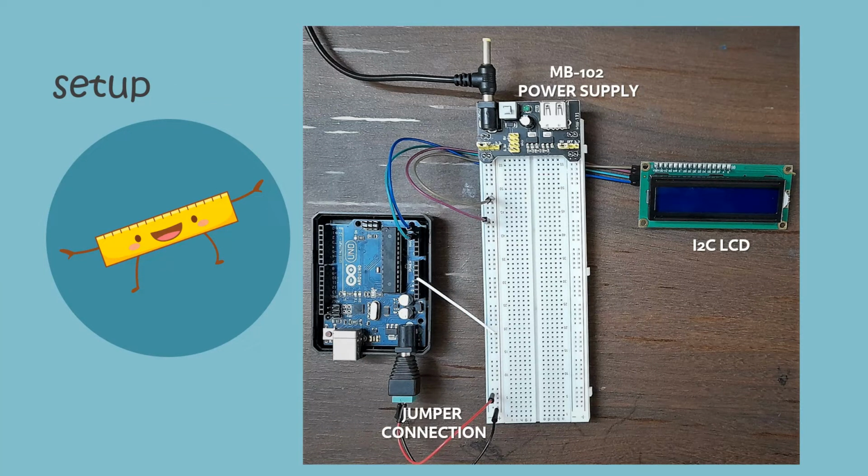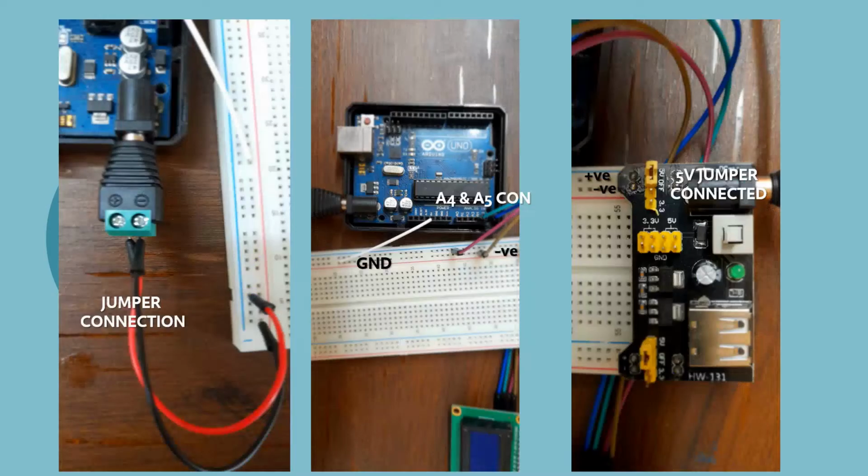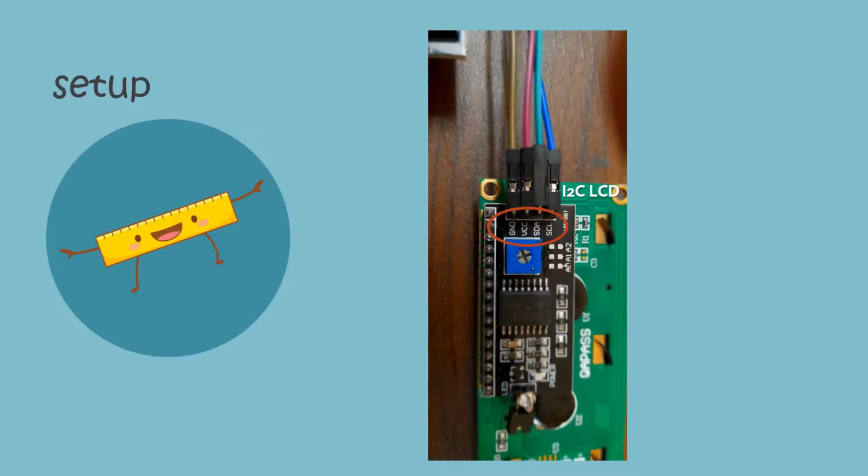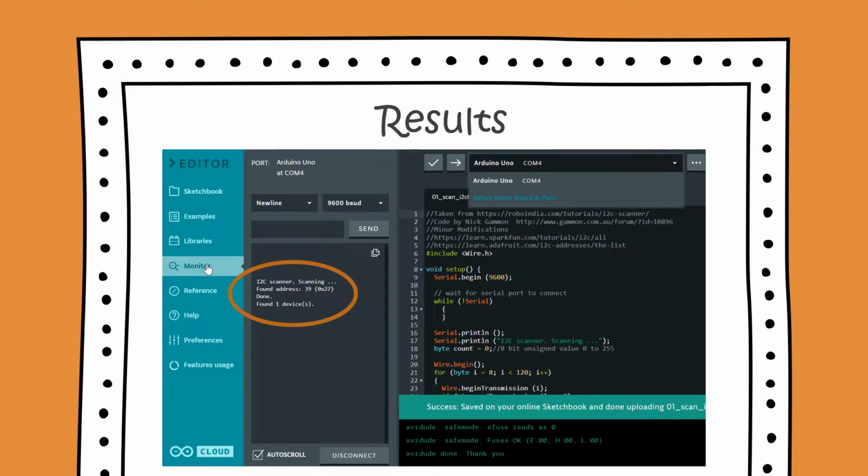So here's our setup. There's the Arduino Uno, the MB102 power supply and the I2C LCD. The connections are detailed here, the jumper cable going to the Arduino, the A4 and A5 terminals of the Arduino getting connected to the I2C LCD. So here are the connections, the A4 and A5 go to the SDA and SCL, and the VCC and ground are connected to the power supply rails of the MB102 breadboard power supply.